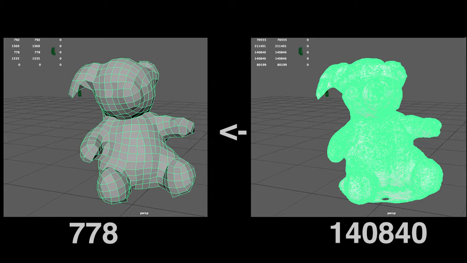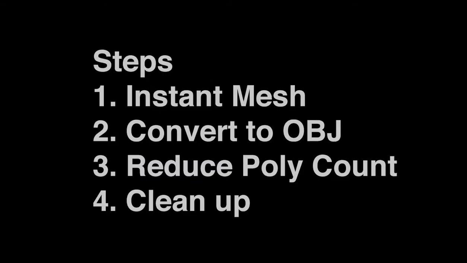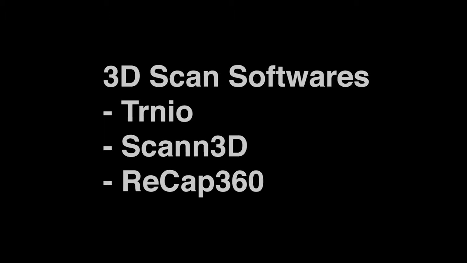In order to optimize the objects, we first need to install a plugin called Instant Mesh. We then convert the 3D file format to OBJ for the Instant Mesh plugin. Then we are going to reduce the poly count in Instant Mesh. After that, we will clean up the mesh in Maya. For 3D scans, there is a lot of software you can download online, or you can download 3D scan objects too.